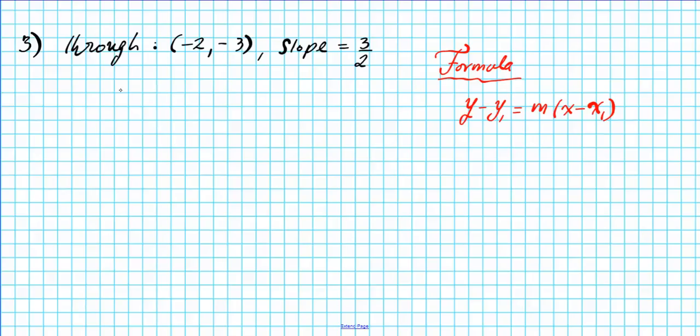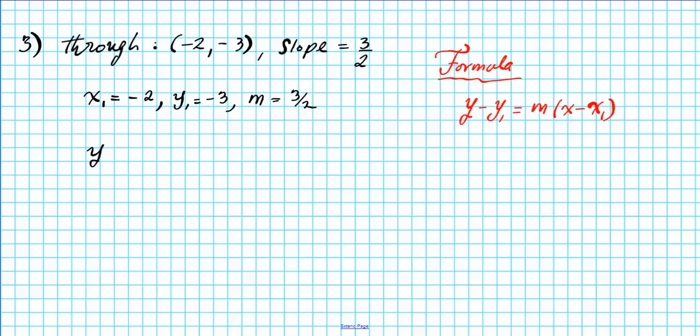All right, so let's go ahead and do that. Here we want to identify what x1 and y1 are. x1 is the x coordinate of the point, y1 is the y coordinate of the point, and m is 3 over 2. This is all we need to input into this formula to generate the point-slope form.